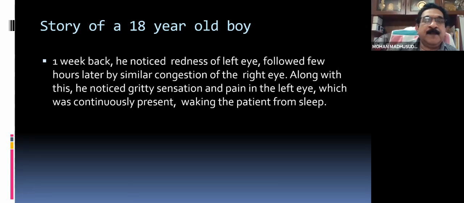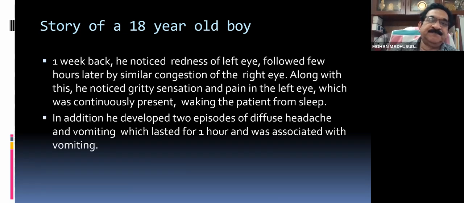An 18-year-old boy, one week back, noticed redness of the left eye, followed a few hours later by similar congestion in the right eye. Along with this, he noticed a gritty sensation and pain in the left eye, which was continuously present, waking the patient from sleep. So, bilateral redness, more on the left side, followed by gritty sensation, just like conjunctivitis. But it was waking the patient from sleep, disabling.